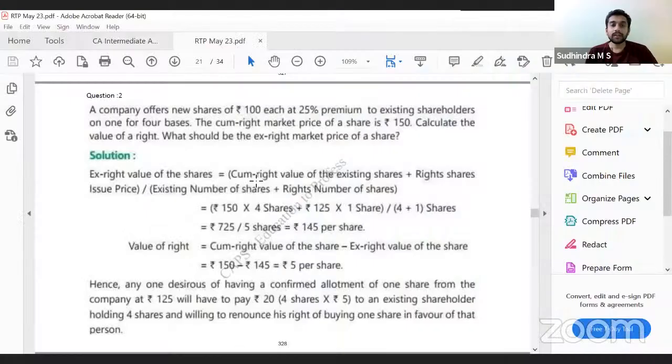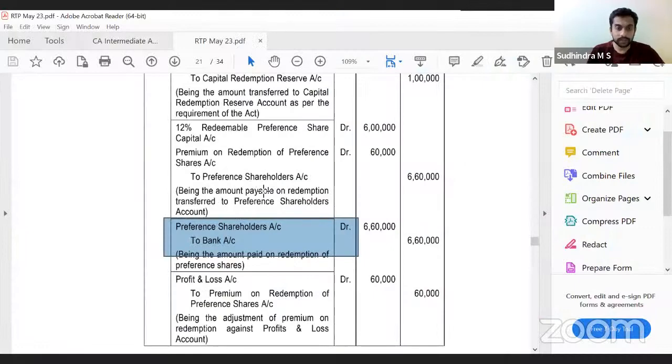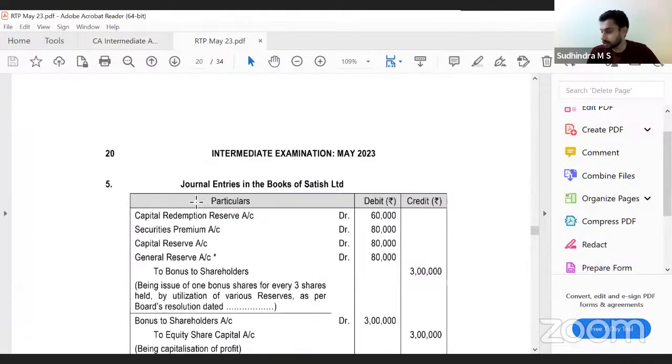Done? Yes, sir. So we have completely looked in detail at this chapter. Come to the material. We'll first look into the RTP question. I think it was question number 10.